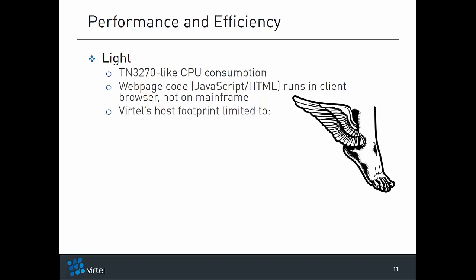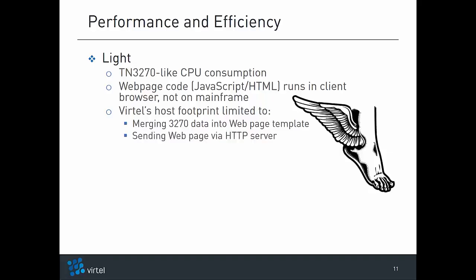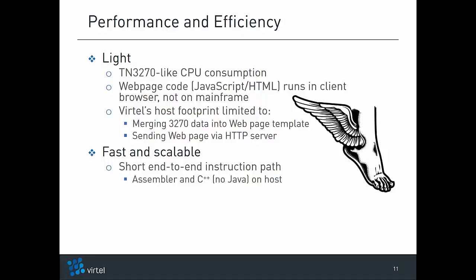Mainframe resources are only used to merge the 3270 data coming off VTAM into a predefined web page template, and to send the completed web page to the user via an HTTP server. When it comes to performance, Virtel Web Access typically outperforms traditional 3270 terminal emulators, especially those that use middle-tier servers, because it has a very short end-to-end instruction path. This is achieved by running only assembler and C++ code on the host, no Java, and using no middle-tier servers.